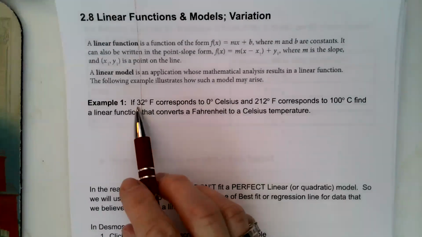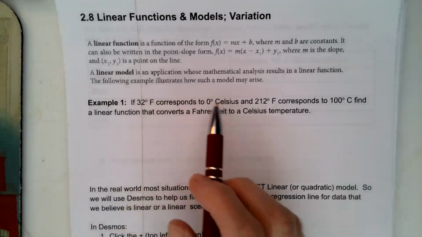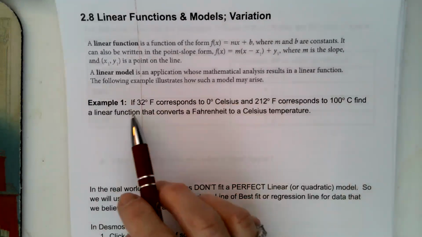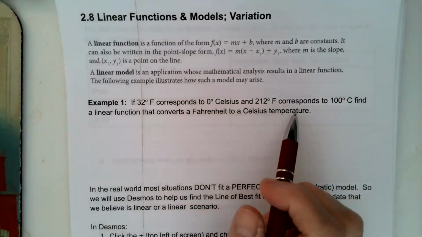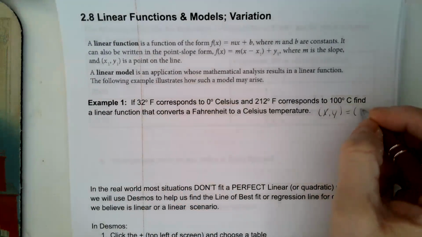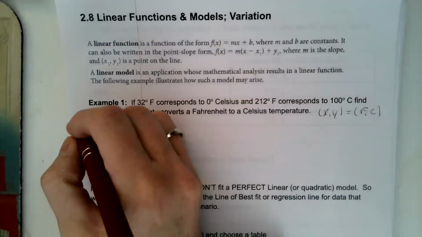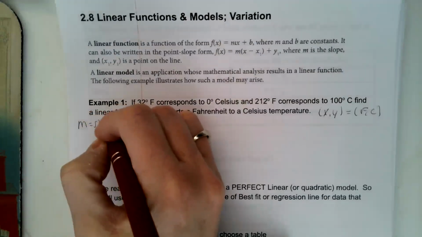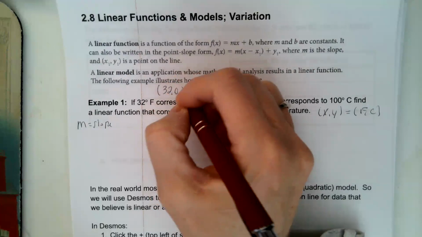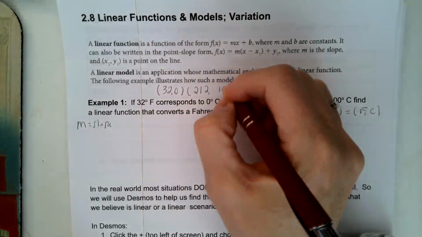So example 1 says, if 32 degrees Fahrenheit corresponds to 0 degrees Celsius, and 212 degrees Fahrenheit corresponds to 100 degrees Celsius, find a linear function that converts the Fahrenheit to Celsius temperature. So I'm going to let x and y be Fahrenheit and Celsius. The first thing I need to do is get my slope. And my two points are going to be 32, 0 and 212, 100.